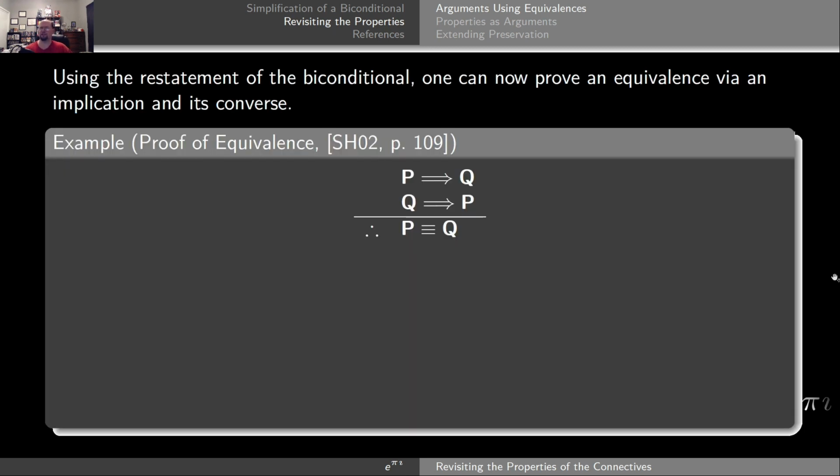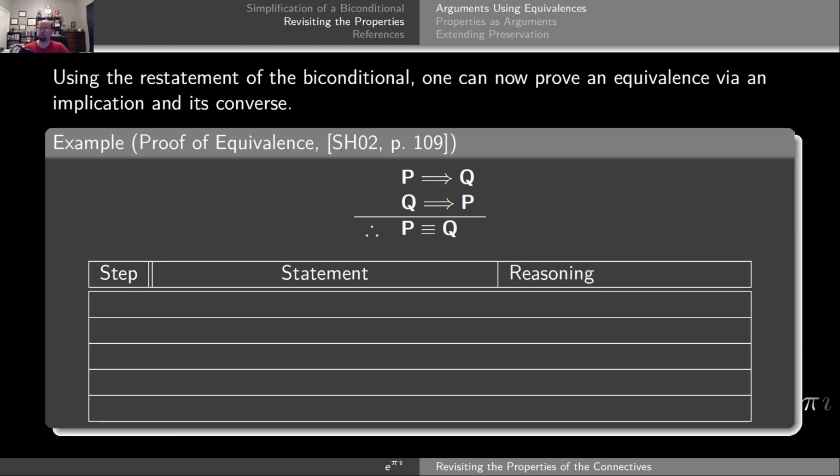The argument goes like this. P implies Q, Q implies P, therefore P is equivalent to Q. So how does one show that this particular argument is valid? Well, here's a proof of this argument. The first step I have is going to be the first premise, P implies Q. The second step will be the second premise, Q implies P.